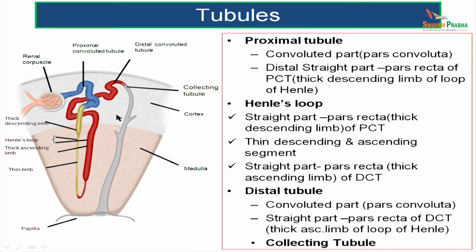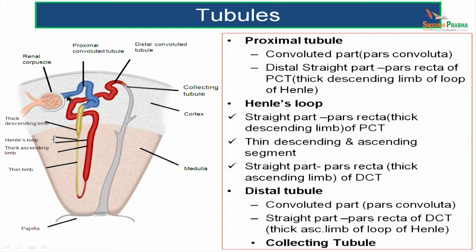Now, we will go into the tubules. What are the various parts of the tubules? As you can see from this slide, the tubules consist of proximal tubule, Henle's loop, distal tubule and collecting tubule. The four parts again I repeat are proximal tubule, Henle's loop, distal tubule and collecting tubule. Let us position each of these in a section of kidney, in the cortex and in the medulla. So, proximal tubule is solely seen in the cortex. This is the cortex, this is the medulla.